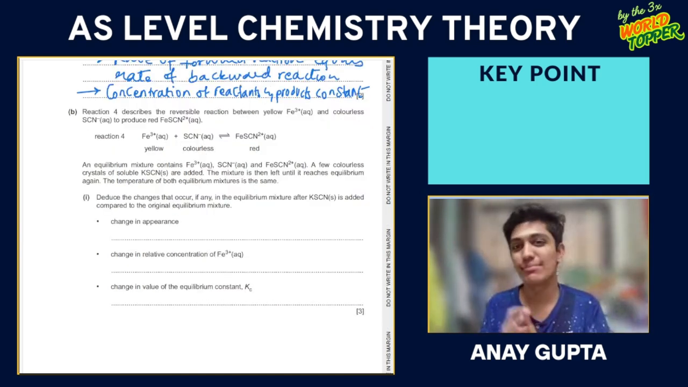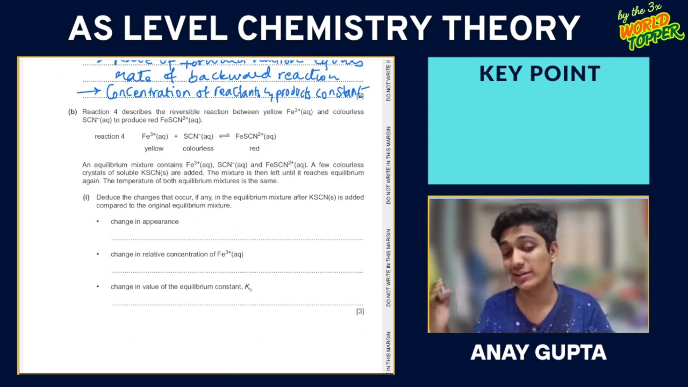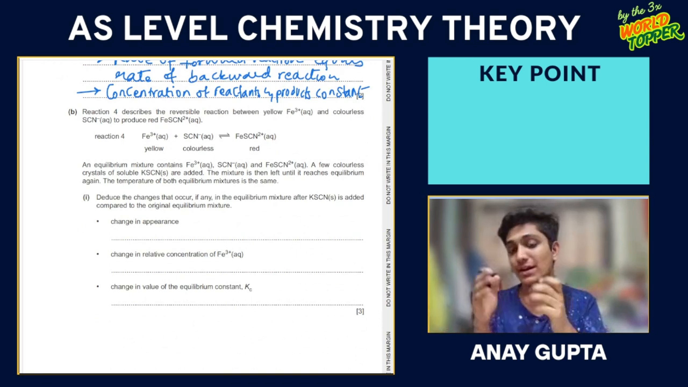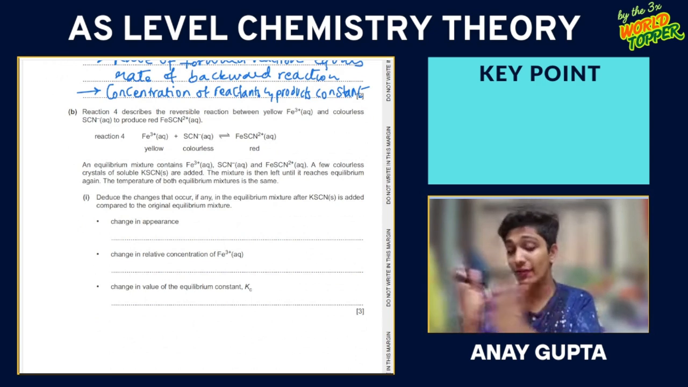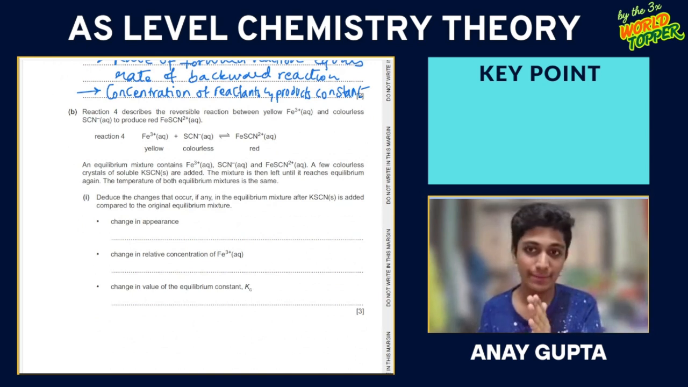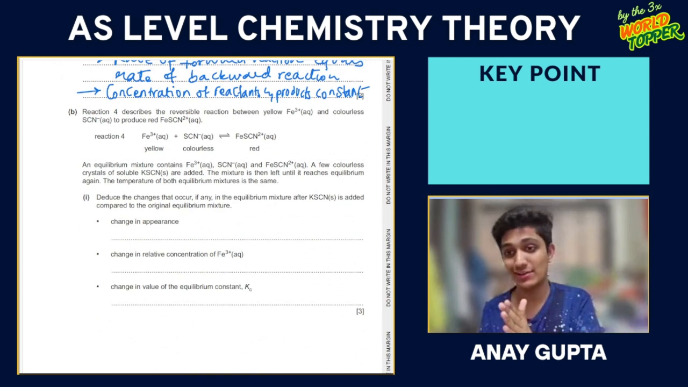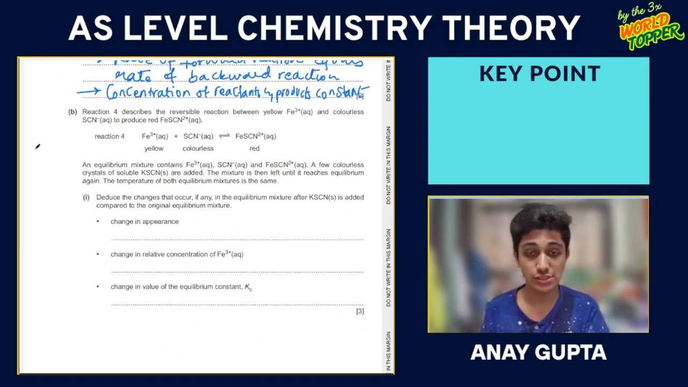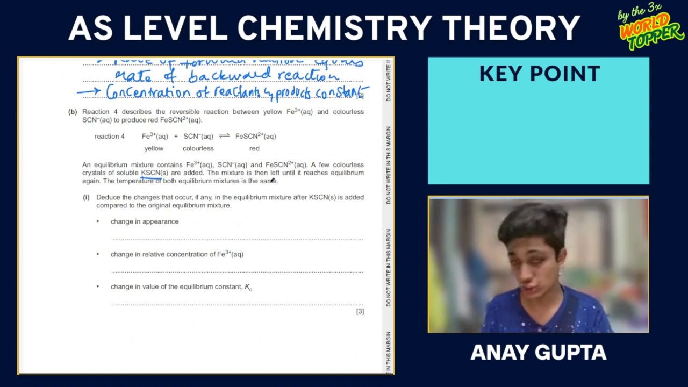Reaction 4 describes the reversible reaction between yellow Fe3+ and colorless SCN- to produce red FeSCN2+, which is Fe3+ plus SCN- reversibly giving you FeSCN2+. An equilibrium mixture contains Fe3+, SCN-, and FeSCN2+. A few colorless crystals of soluble KCN are added. The mixture is then left until it reaches equilibrium again. The temperature of both equilibrium mixtures is the same.